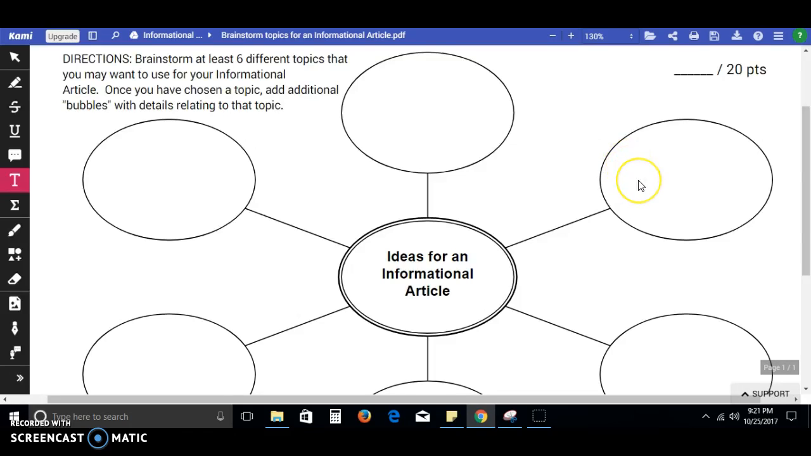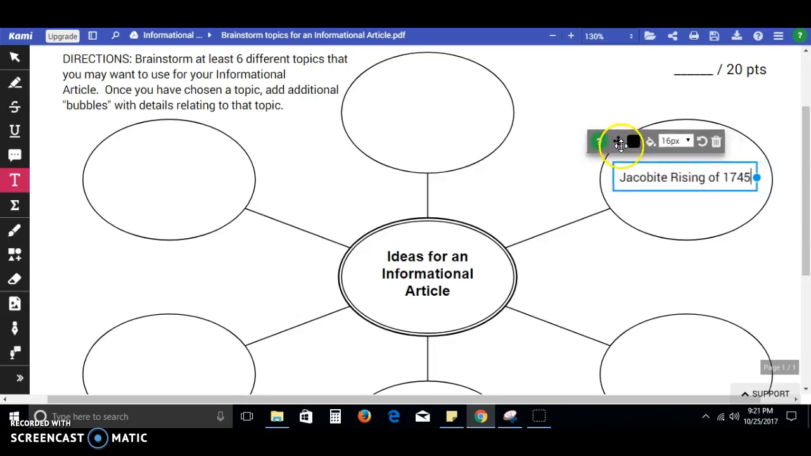So a topic that I know quite a bit about is Scotland and Scottish history. So I might write something like Jacobite Rising of 1745. That is a war that I know quite a bit about and something that I would also enjoy researching. So I would like you to come up with 6 different topics that you might want to research. Now you can pause the video, come up with 6 different topics. Once you've filled up all 6 bubbles, hit play, and we will go over what to do next.